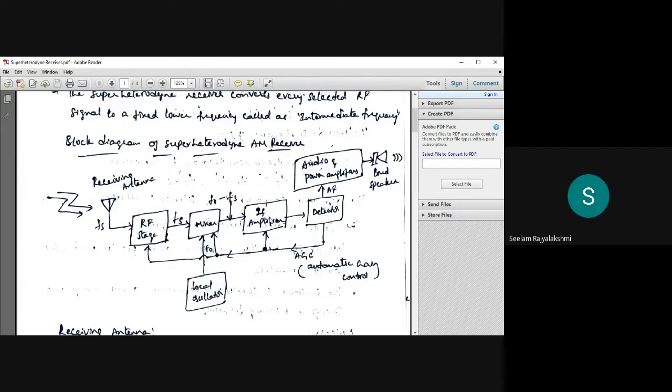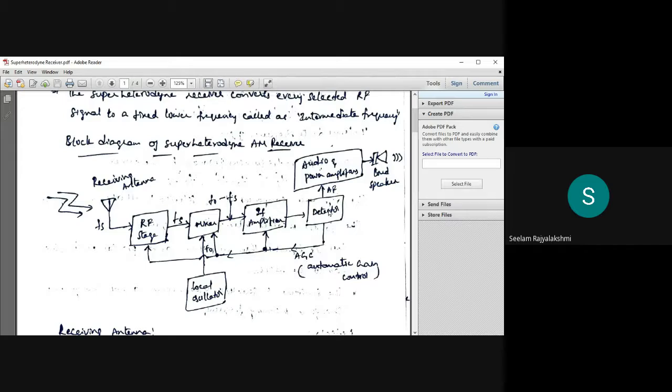This intermediate frequency signal is then amplified and provides most of the gain to the receiver. So the sensitivity and selectivity of the receiver do not change with the change in the incoming frequency.